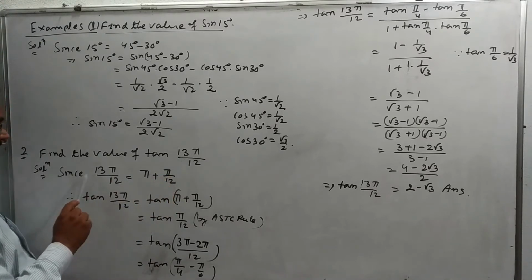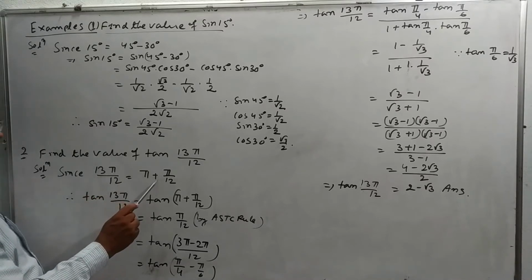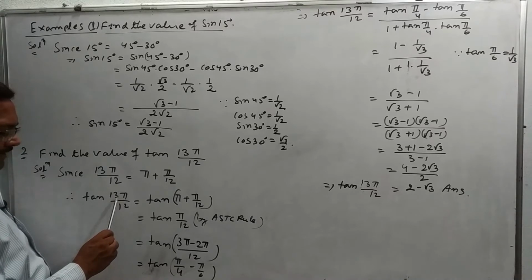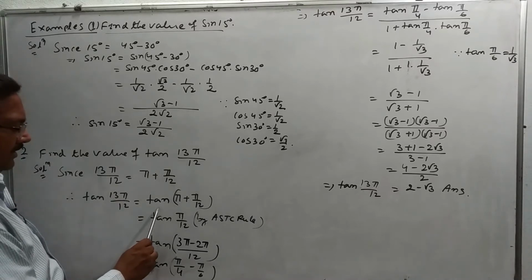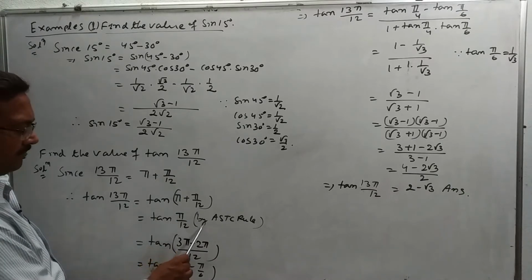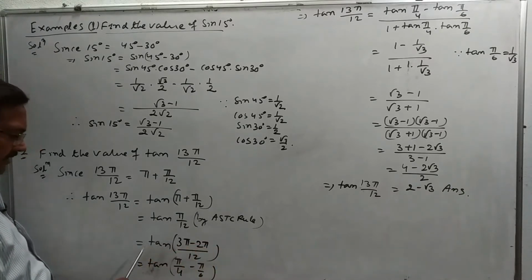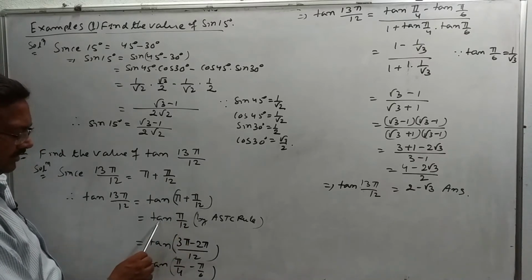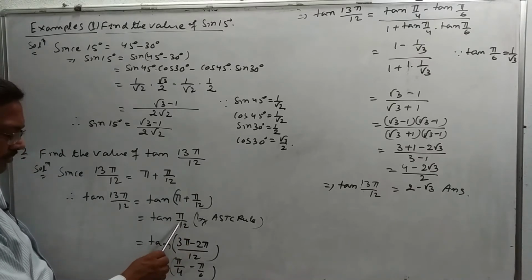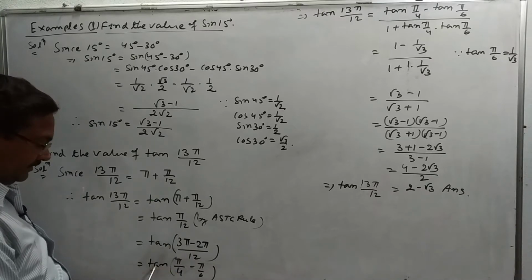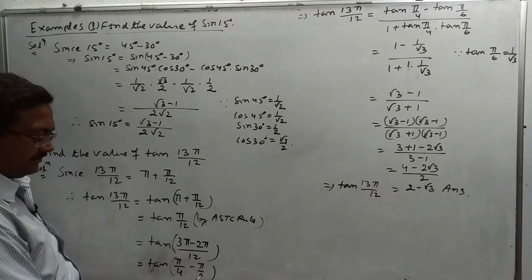Solution. Since 13 pi by 12 equals pi plus pi by 12, tan 13 pi by 12 equals tan (pi plus pi by 12), which equals tan pi by 12 by the ASTC rule. It is in the third quadrant, where tan is positive, so it is tan pi by 12. Now pi by 12 means (3 pi minus 2 pi) divided by 12.